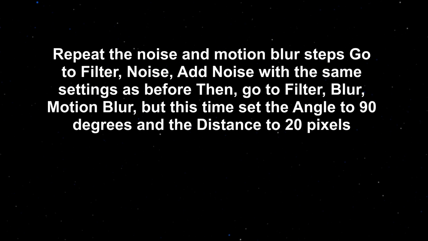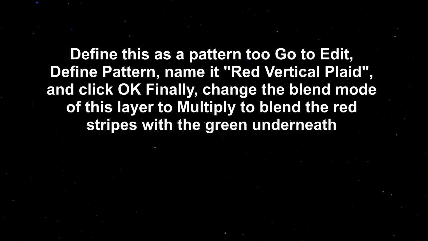Go to Filter, Noise, Add Noise with the same settings as before. Then, go to Filter, Blur, Motion Blur, but this time set the angle to 90 degrees and the distance to 20 pixels. Define this as a pattern.